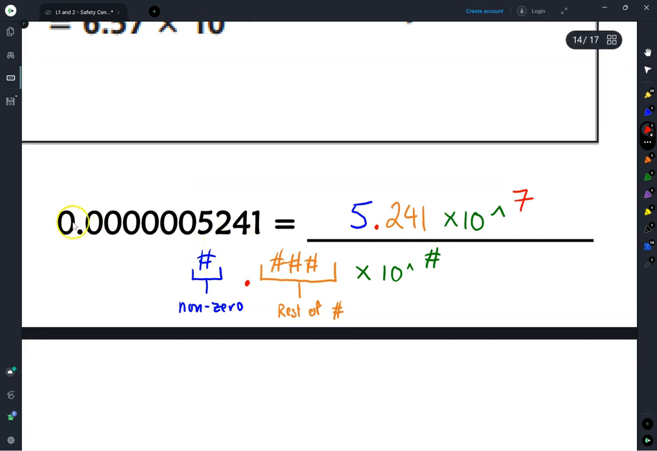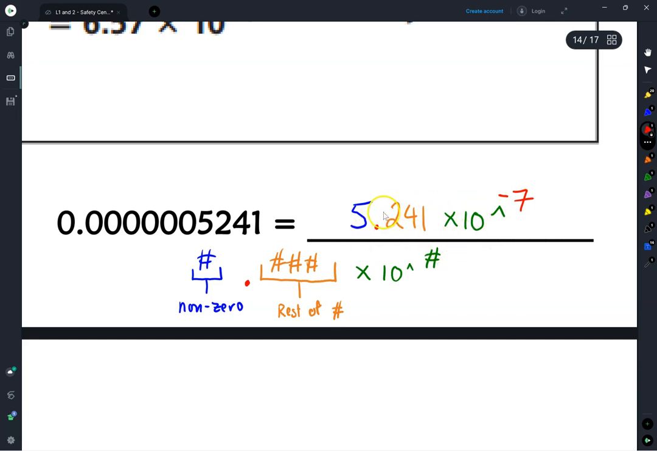Now, since this is a very tiny number, less than 1, we tell the reader that we're jumping to the right by putting a negative in front of the exponent. So remember, anytime you see a negative exponent, that means the number we're looking at is less than 1. If it's a positive exponent, that means the number is a big one and it's greater than 1. Alright, so 0.0000005241 in standard notation can be written as 5.241 times 10 to the power negative 7 in scientific notation.